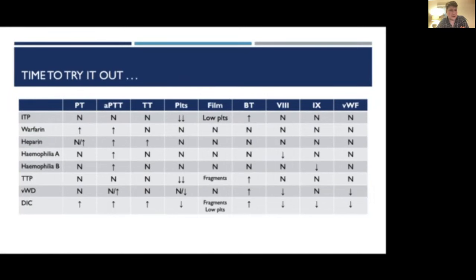And so the clotting screen is grossly deranged. The platelets are low. Everything has gone wrong. The factor levels are very low because everything's been consumed. And as my old professor said, this used to be death is coming. It's a very poor prognostic sign.